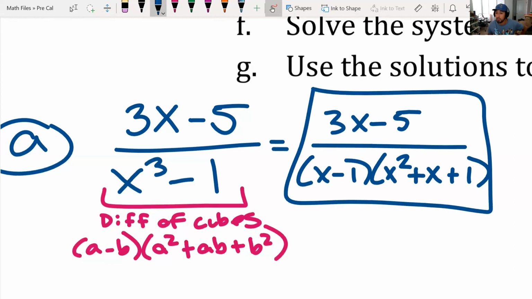There it is. Done. We cannot factor x squared plus x plus 1, so this is our irreducible quadratic factor. Hoorah, lots of talking, right?